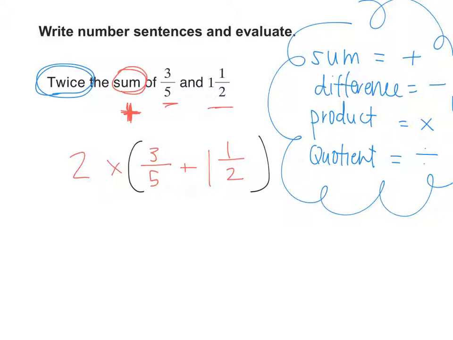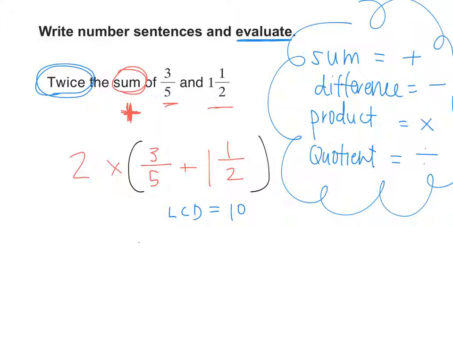All right. Now that we found the number sentence, twice the sum of 3/5 and 1 1/2, are we ready? Are we done? No. Because we also need to evaluate. Okay, so according to this, what do we need to do first? Multiply or add? Okay. Am I ready to add 3/5 plus 1 1/2? No. What do I need? I need a least common denominator. What would my least common denominator be?